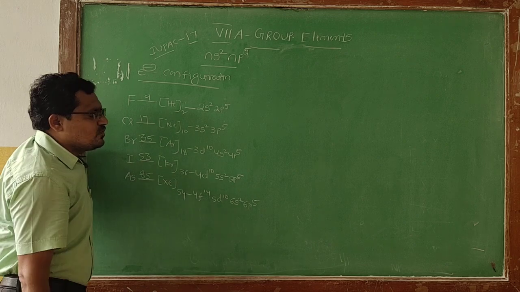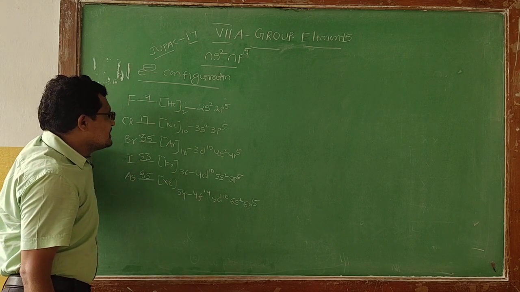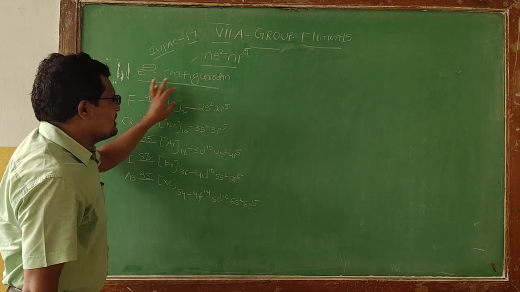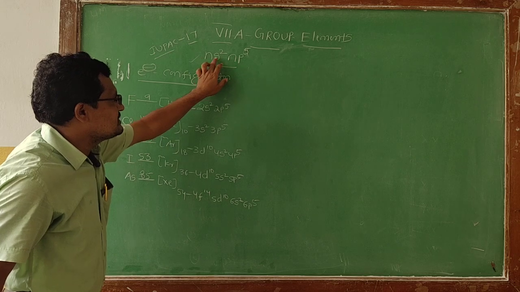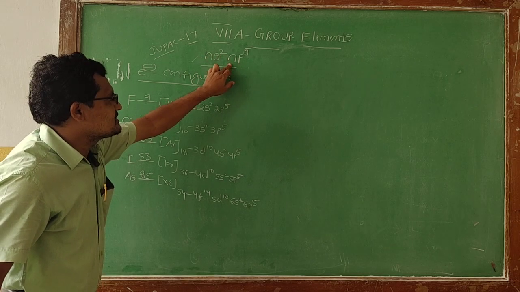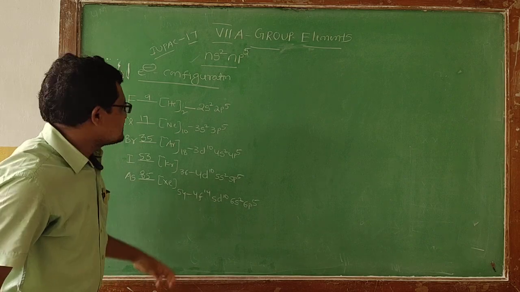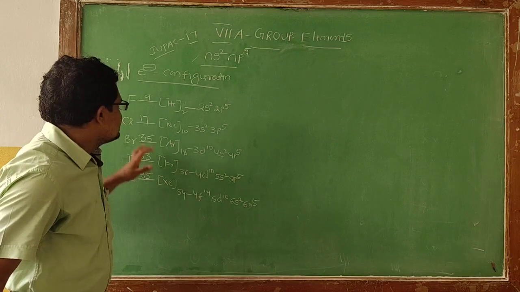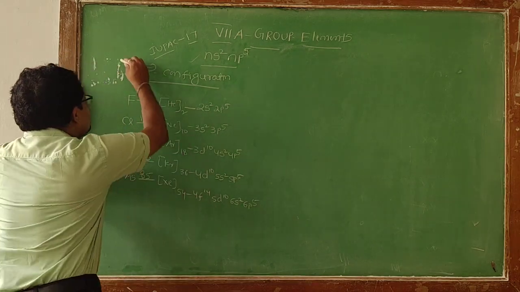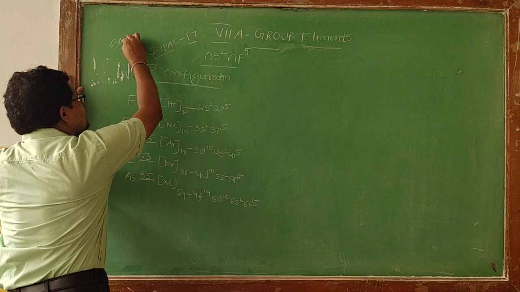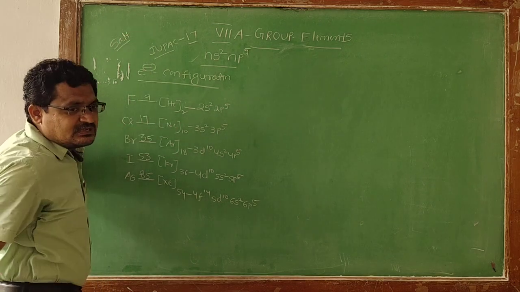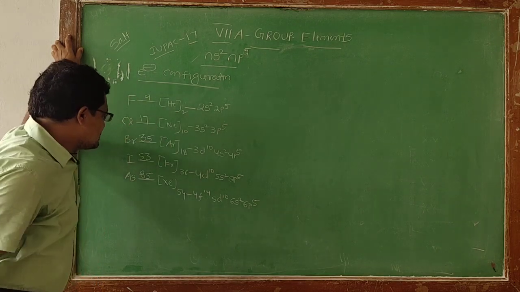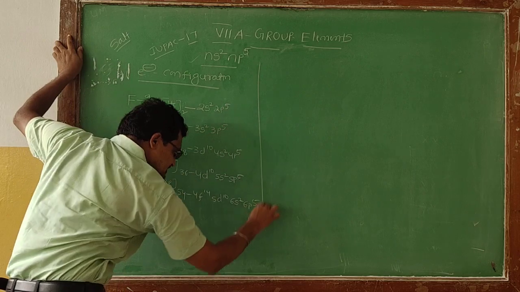Now, this is the 7th group element electronic configuration: ns2 np5. Here n means number of shells, s means orbital, 2 means electrons, p means orbital, 5 means electrons. These elements are also called salt-like elements. These are available in seawater. Now this is the electronic configuration.